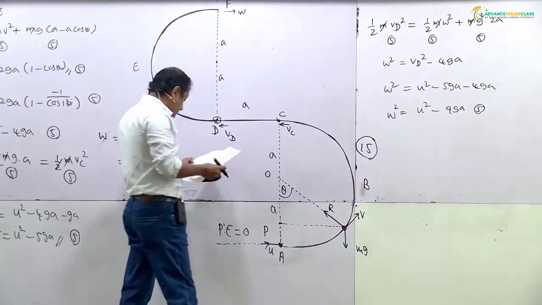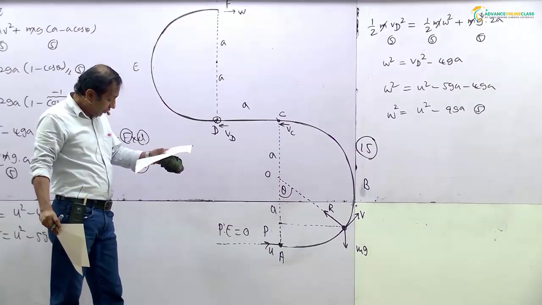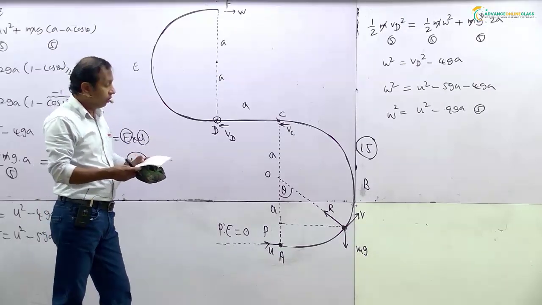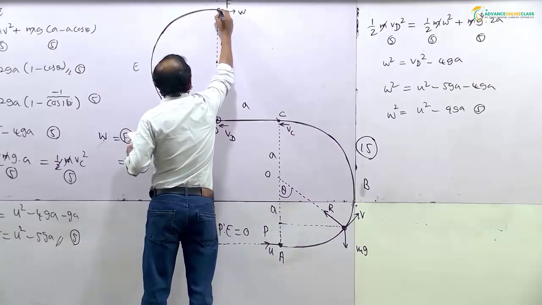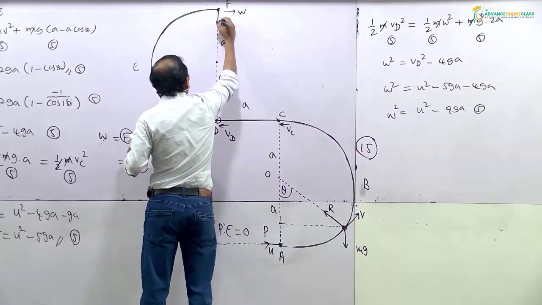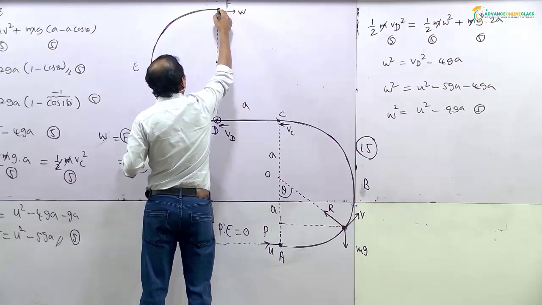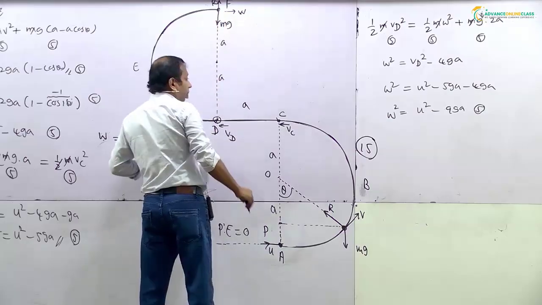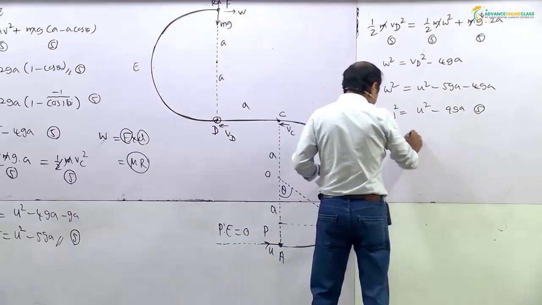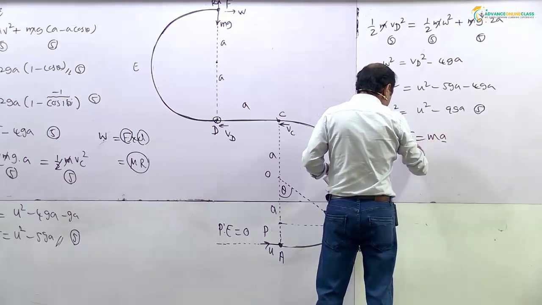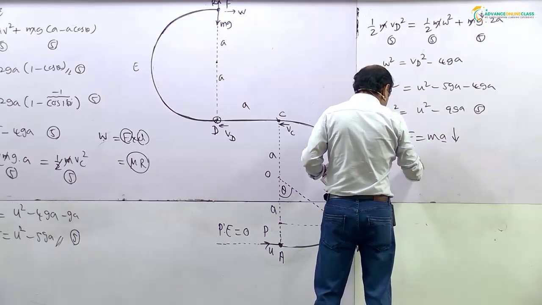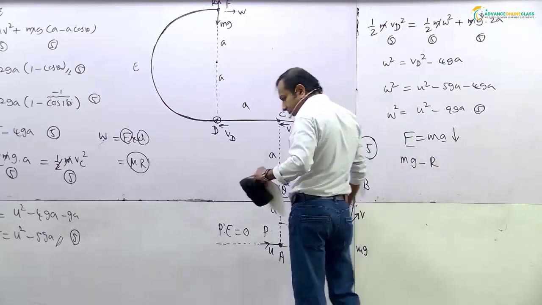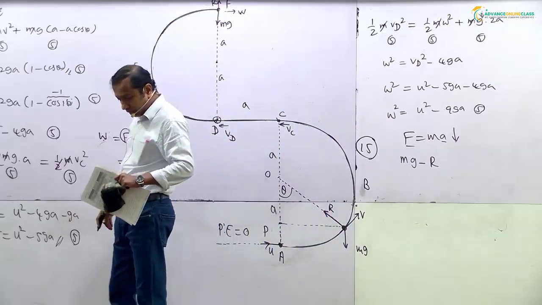The last part of the question asks: find the reaction on the bead P from the wire at this instant. Once the particle reaches here, the weight is mg and the normal reaction is R. Now we can apply F equals ma towards the center. mg is the force acting towards the center, minus R: mg minus R.